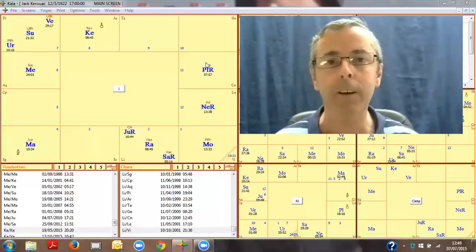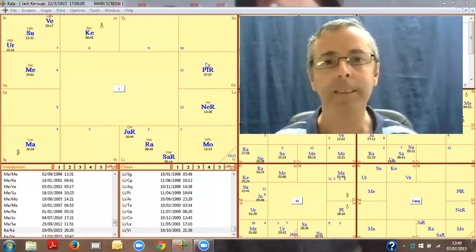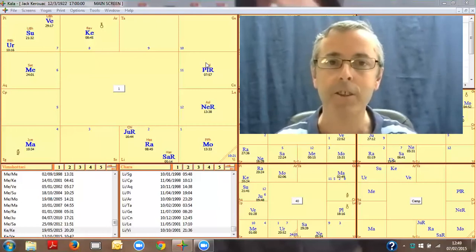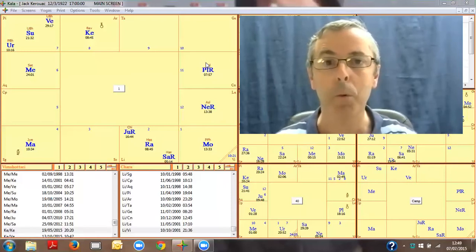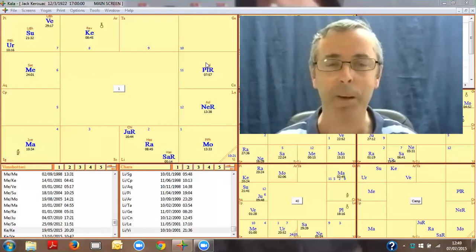Anyone from beginner level to advanced can take this course. If you think you already know everything about this, well, you can go back and build upon the foundation, because there's always more to learn about the planets, there's always more to learn about the signs, and there's always more to learn about the houses, and always more to learn about the aspects, right?